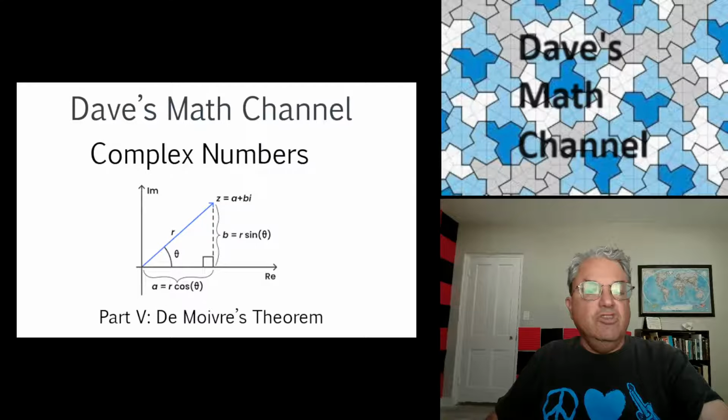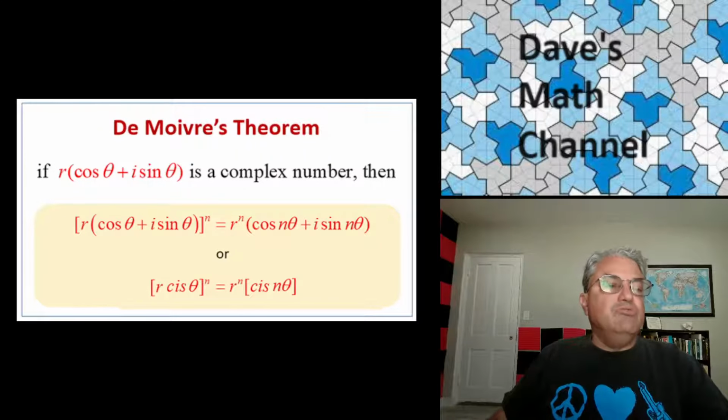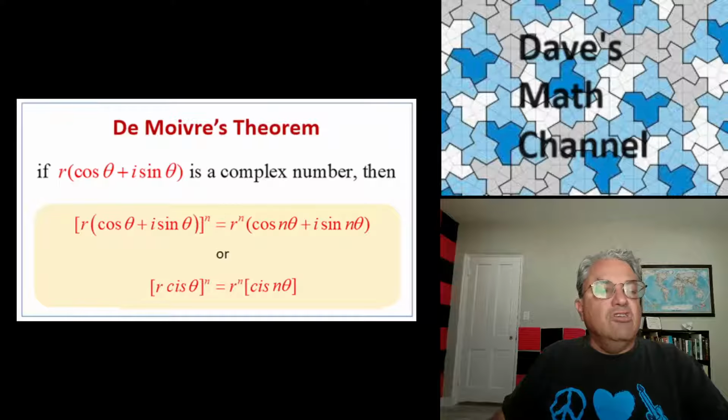This is my fifth video in a series on complex numbers, and today I'm going to talk about an important result called de Moivre's theorem. De Moivre was an early 18th century French mathematician. He came up with this important result regarding complex numbers given in polar form.